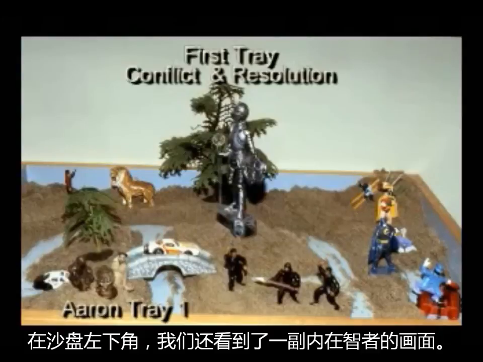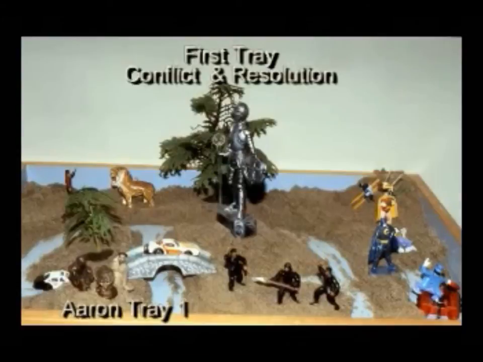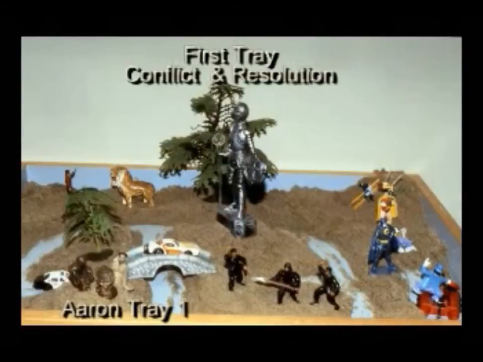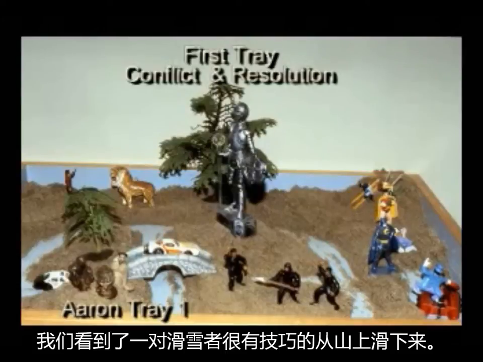We have here in the front left a picture of wisdom and insight with the two Asian men glancing into the crystal ball. On the other end of the diagonal from the wise man, we see a pair of skiers very skillfully descending a hill.